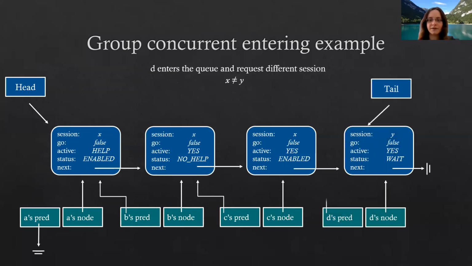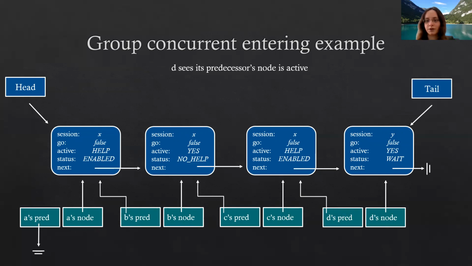Now another process D that requests a session Y, different than X, wants to enter its critical section. D adds its node to the queue and sees its predecessor node is still active. So it asks for help once this request won't be active anymore, and D waits on its go.